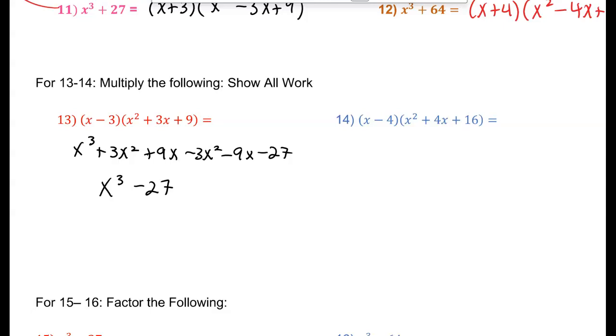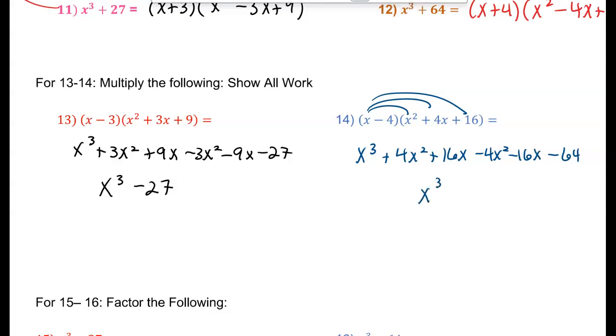And then I got my x cubed. What are we at? Because I'm distributing, I gotta pay attention to what I'm doing here. Plus 4x squared plus 16x minus 4x squared minus 16x minus 64. And what do we get for this one? X cubed minus 64. Okay.